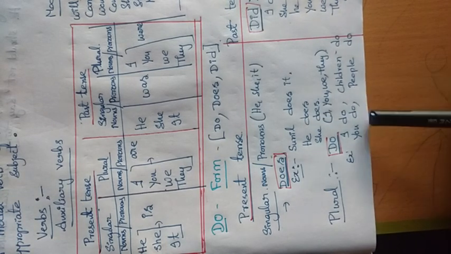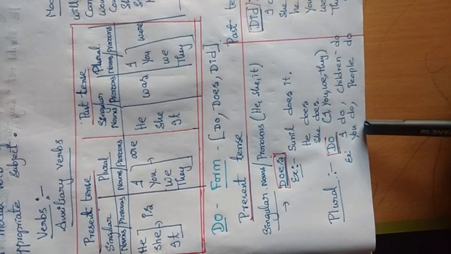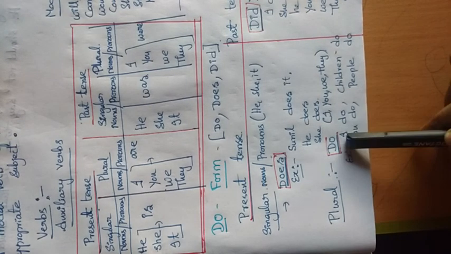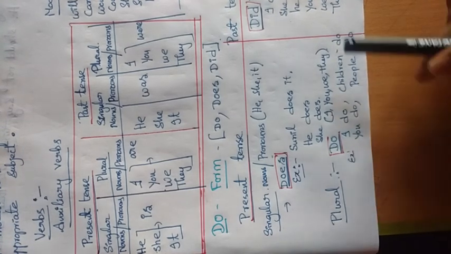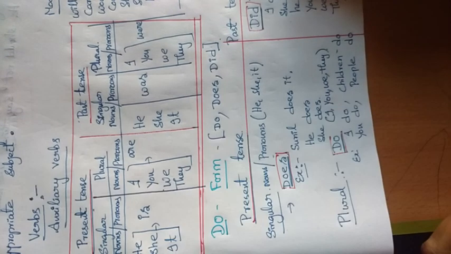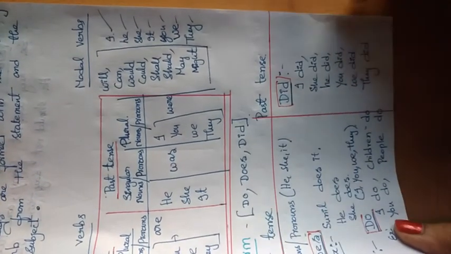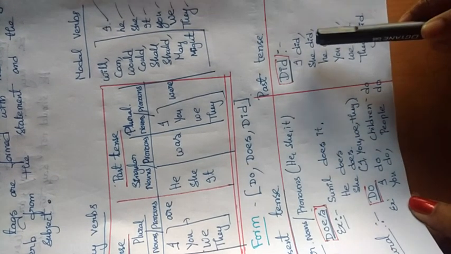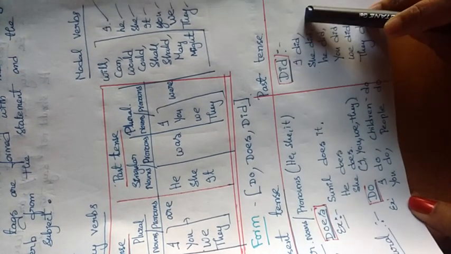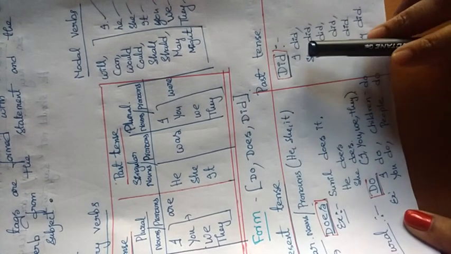People, you, they, we. For all, we have to use do form. Remember this. Okay. Then what about did? Where we have to use did? For past tense, in the past tense we have to use did form.